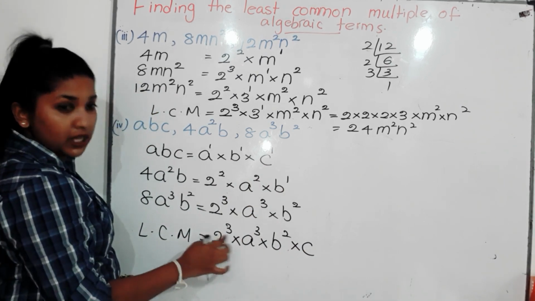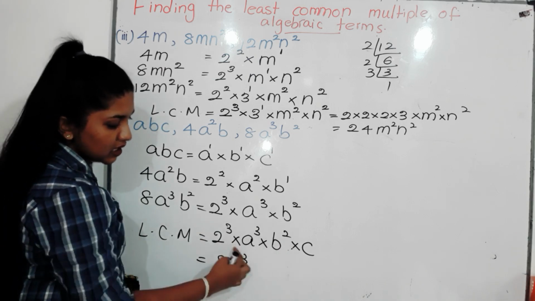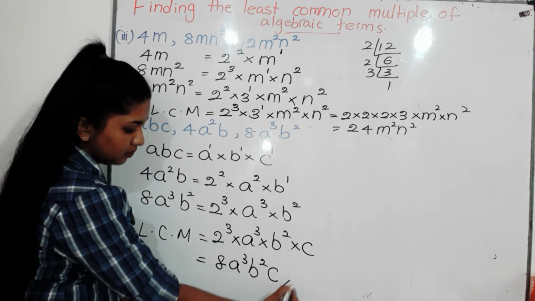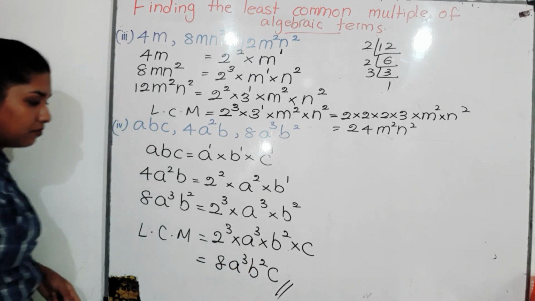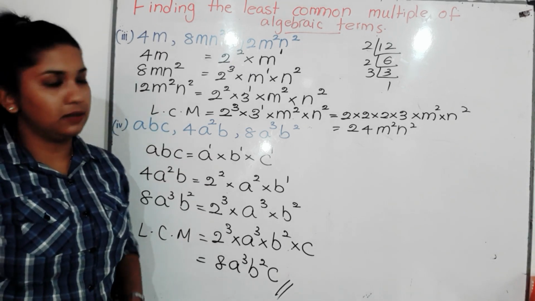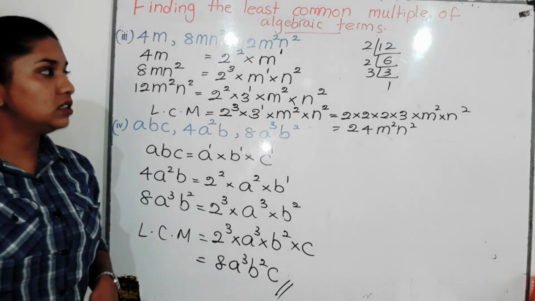2 to the power 3 is 8, a cube. Now you can remove these multiplication symbols: b squared, c. So the LCM of these three numbers is 8 a cube b squared c. Now you can do exercise 12.1.